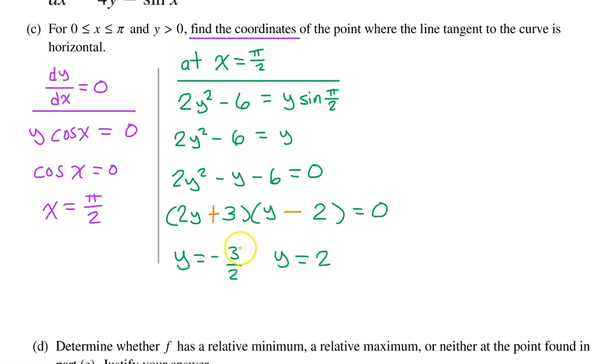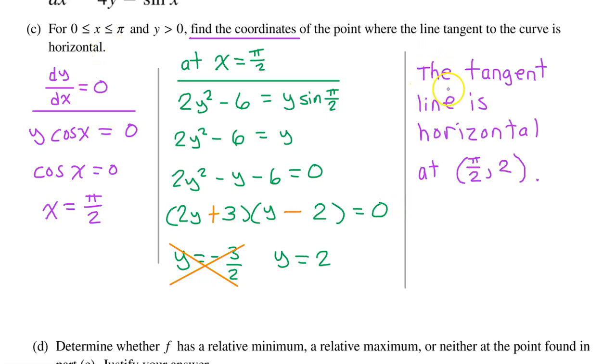Of course, we need to throw this potential solution out because we have the restriction that y must be greater than 0. So we are to disregard this one, which is less than 0. So we have the x-coordinate and the y-coordinate of the point where the tangent line is horizontal. Let's give it a nice clean summary statement. The tangent line is horizontal at pi over 2, comma 2.